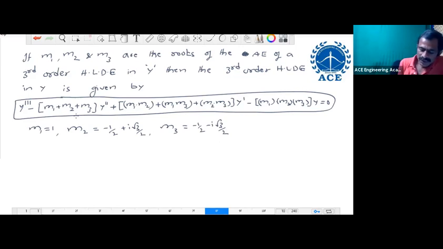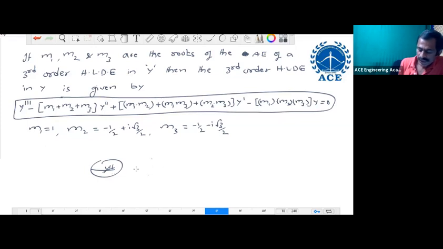Out of all the coefficients, the second term coefficient is very simple. The y double dash coefficient is simple. That is the sum of all the roots only. If you find the sum of all these, that is 0 only. That is, the y double dash term is absent. In the first three options, there is no y double dash term, but in the last option, the y double dash term was there. So the last option is wrong.